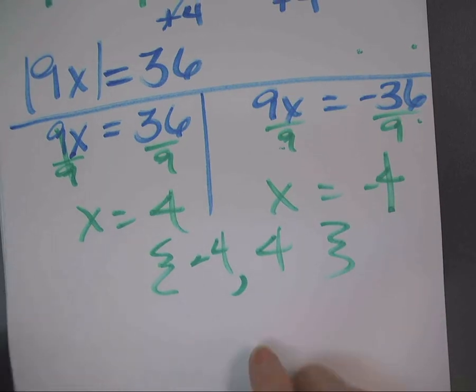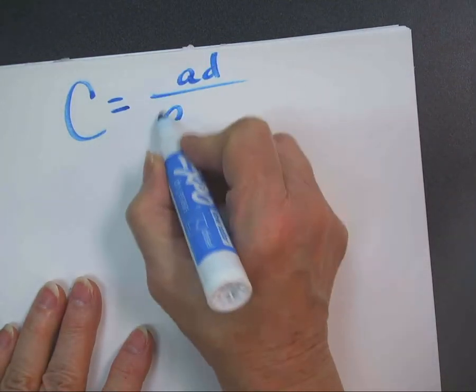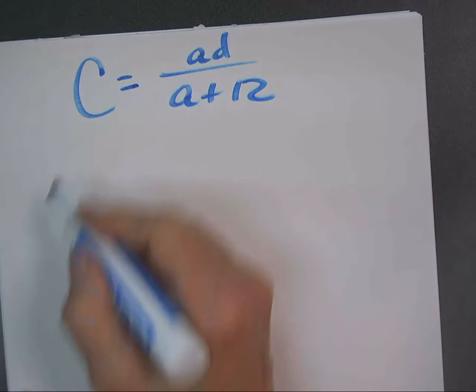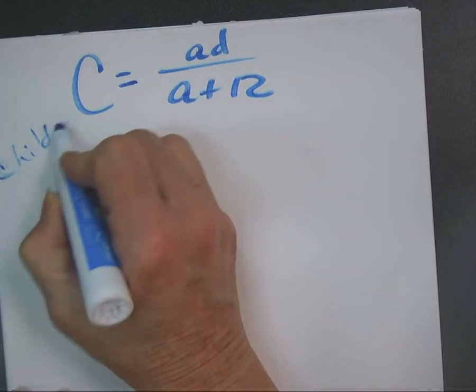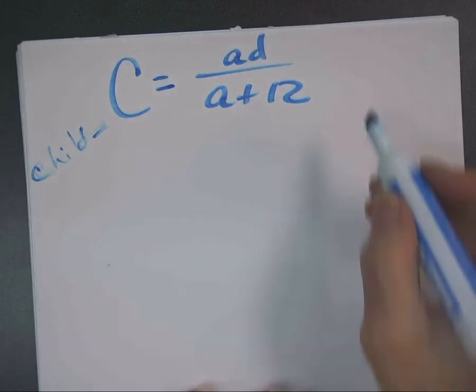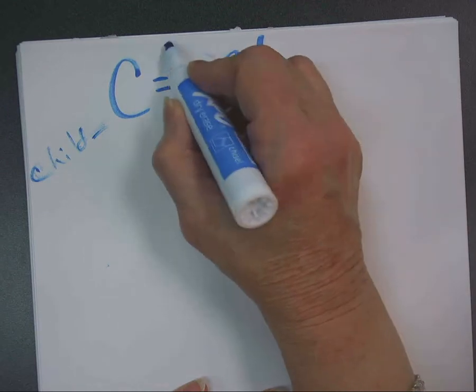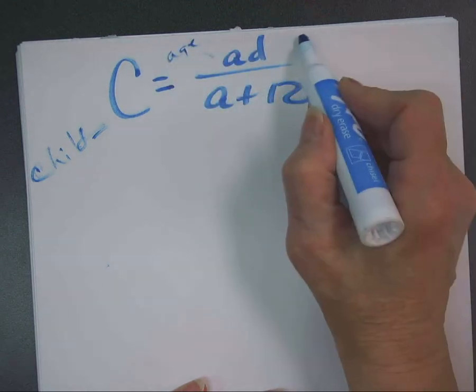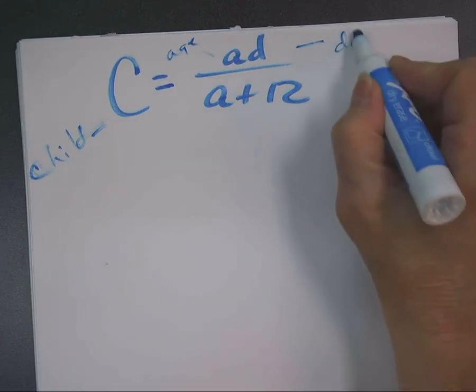Okay, Young's rule for determining a child's medicine dosage is given by this formula. C equals AD over A plus 12. C is your child's dosage, right? That's the child's dosage. A is age. And D is the usual adult dosage, right?